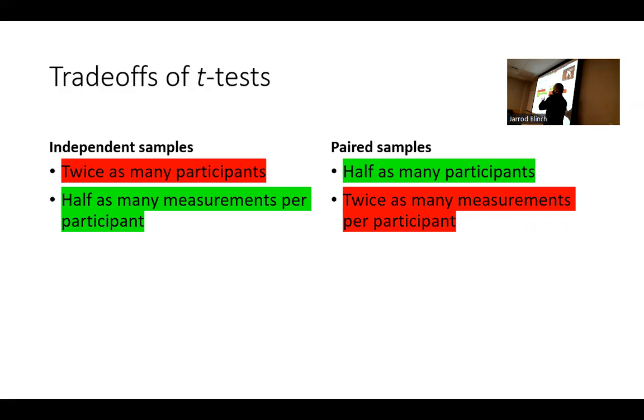So red is bad-ish and green is good-ish. So here, every participant only has to have one measurement. If it's a t-test and over, there might be more, but that's the basic idea.